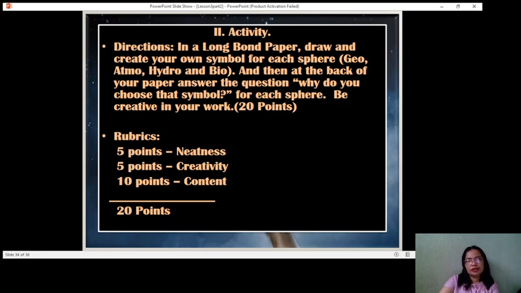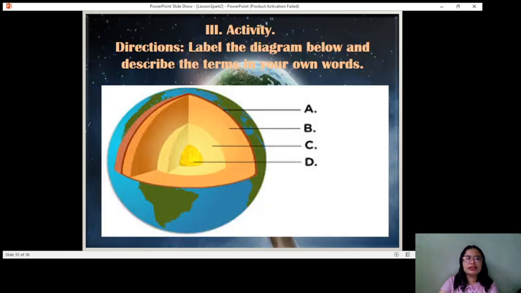Now, for your second activity, on a long bond paper, draw and create your own symbol for each sphere: geo, atmo, hydro, and bio. And then at the back of your paper, answer the question, why did you choose those symbols? Last activity, you have to label the diagram below and describe the term in your own words.